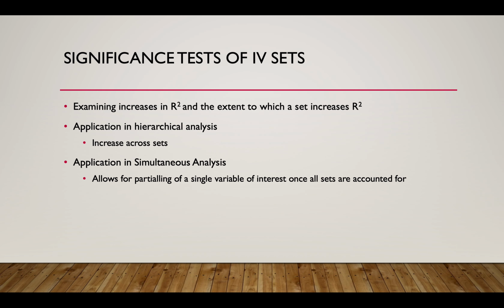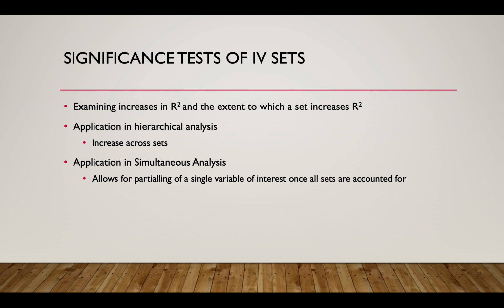All right. We also get significance tests of our independent variable sets. We get this by examining increases in R squared and the extent to which a set increases R squared total. Again, I covered this a little on the last slide, but R squared winds up being a linear, or proportional, increase in the linear variance accounted for, based on the variance that was already accounted for in the previous set.